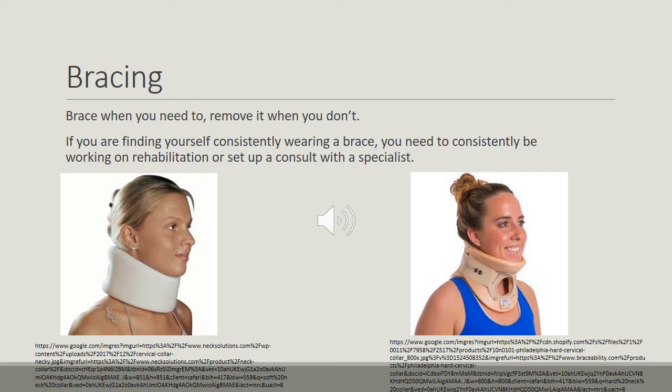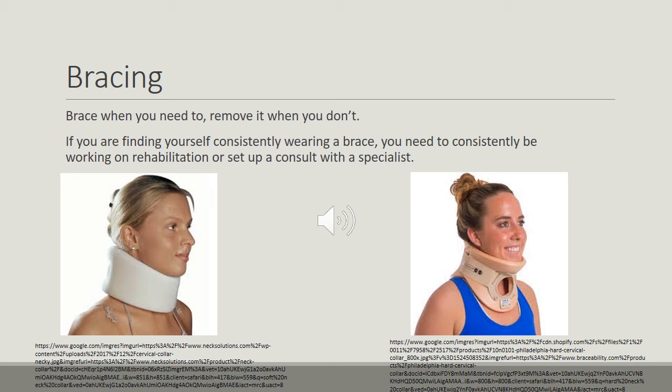But when we talk about bracing to support the head, and this goes for just about everything, but especially the head, we want to brace when we need to, and then remove it when we don't need it. If you're finding yourself consistently wearing a brace, you've got to be doing something consistently to work on getting out of it. You should not just become brace-ridden for the rest of your life.